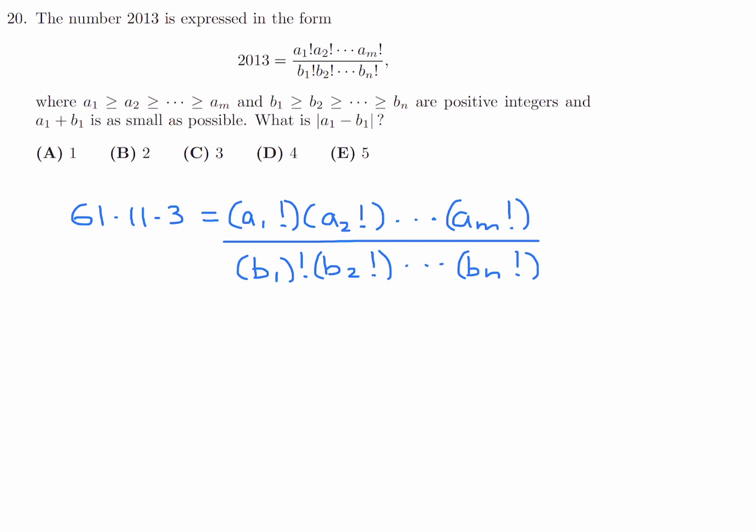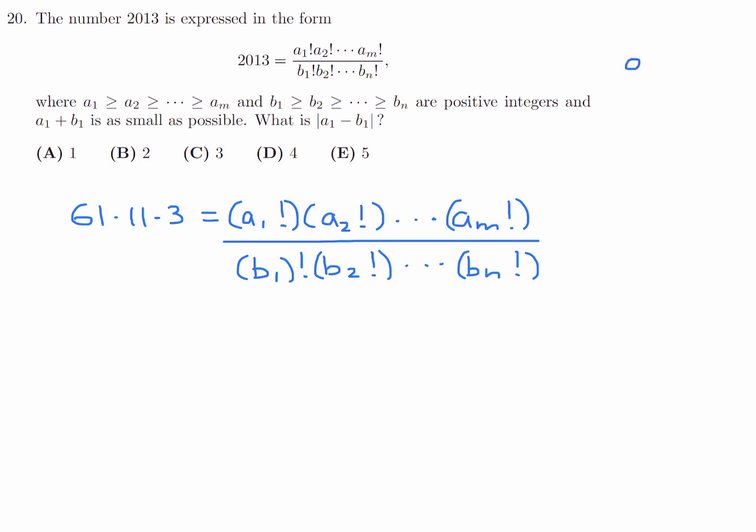I promise you that if you learn this question, it will boost your confidence with regard to not just factorial notation, but questions like this in general that tend to be a bit daunting simply because of the notation. So how do I get 61 times 11 times 3 from this whole big mess right here? Well, the good thing about factorials is that they cancel each other.